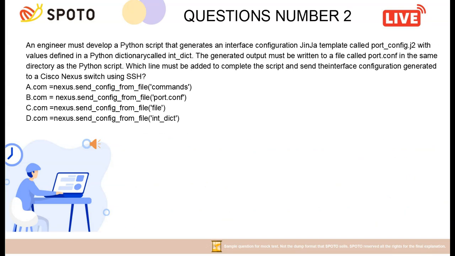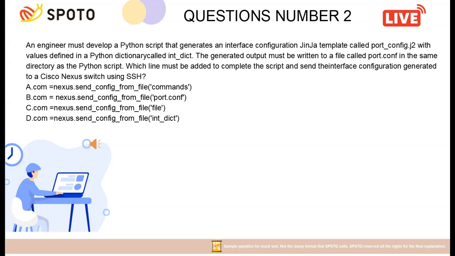Question 2. An engineer must develop a Python script that generates an interface configuration Jinja template called port_config.j2 with values defined in a Python dictionary called int_dict. The generated output must be written to a file called port.conf in the same directory as the Python script. Which line must be added to complete the script and send the interface configuration generated to a Cisco Nexus switch using SSH?